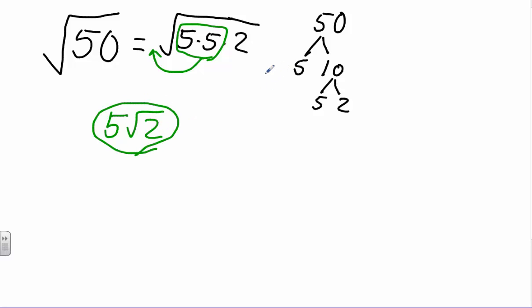That's your final answer. Sometimes when you get big numbers, this can get kind of tedious. So the shortcut that I like to tell my students is we'll go back to the square root of 20.